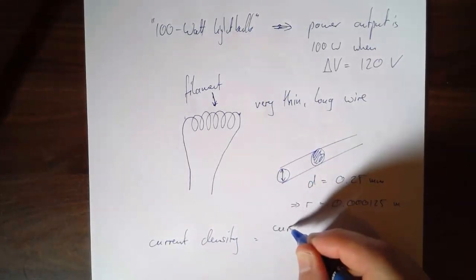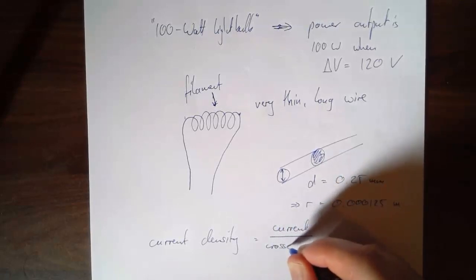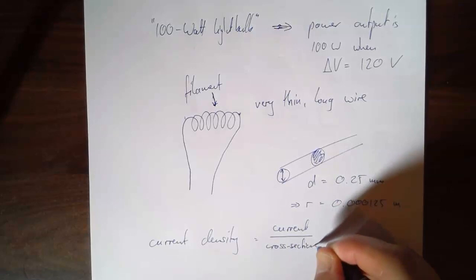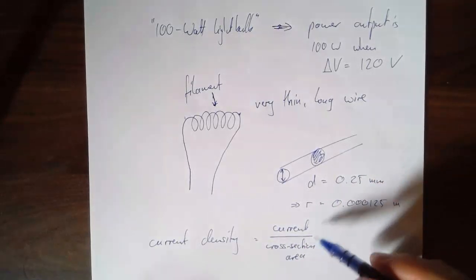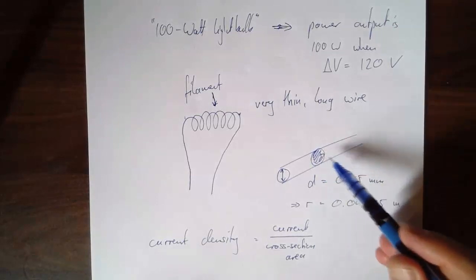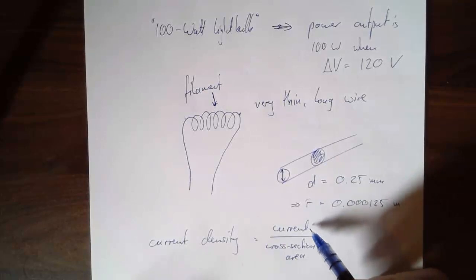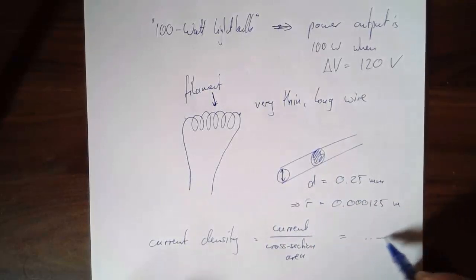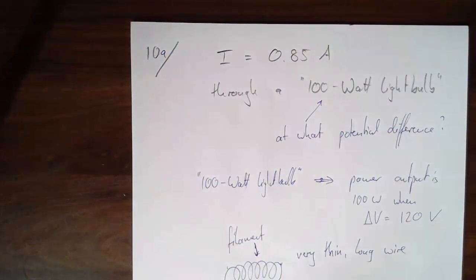And that's current per cross-section area. You can figure out the cross-section area because it's a circle and you know the radius. I'm not going to do this for you. And you know the current because it's given to you. So the rest is just plugging in numbers. You can finish that part off. That was only part A.